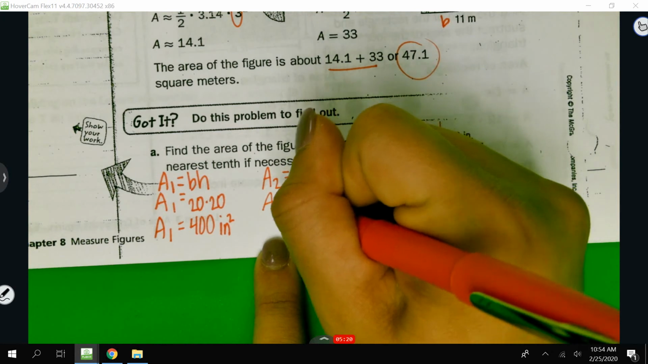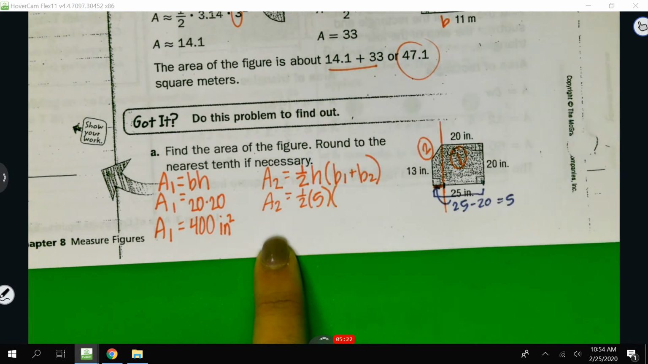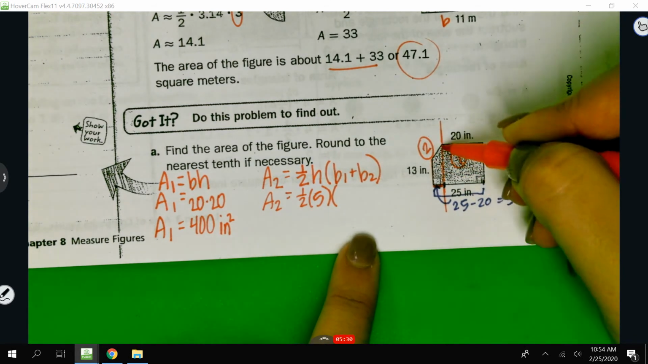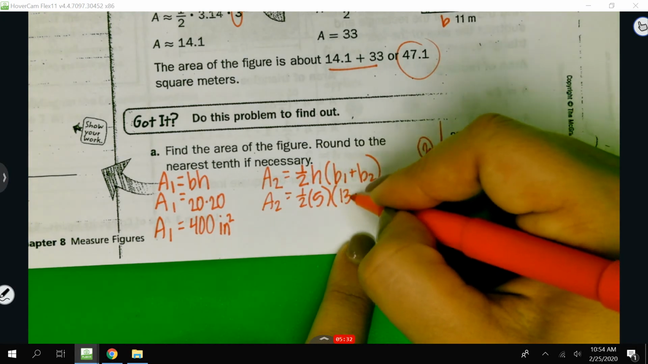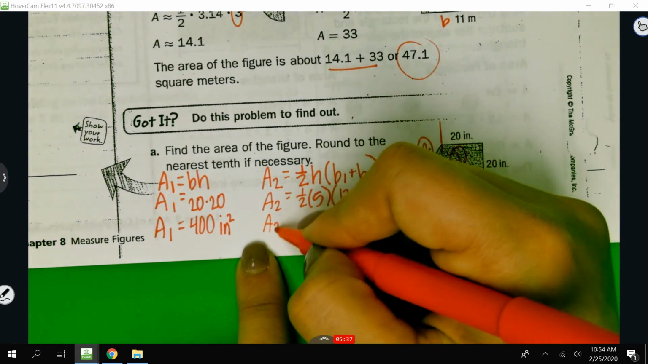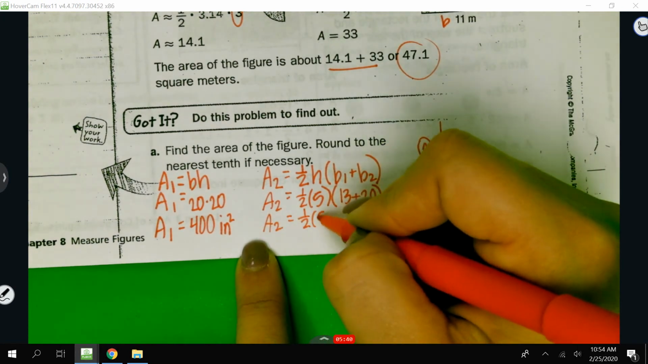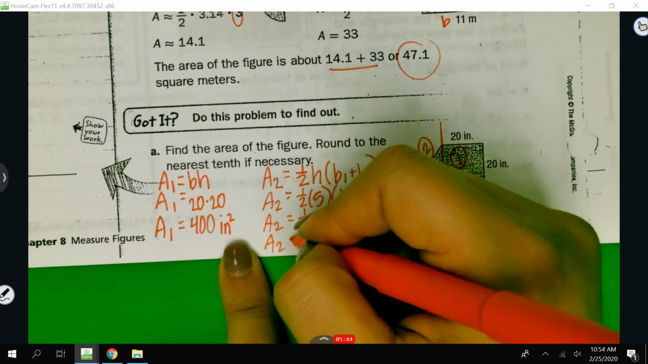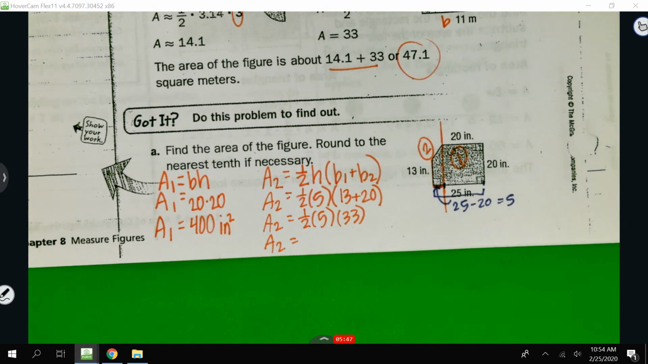So you've got 1/2 times 5. And then what are your two bases of the trapezoid? 13 and 20. If this is 20, then you know that this is also 20. So then you have 1/2 times 5 times 33, which is all what? What is it? 82.5? Is that right?